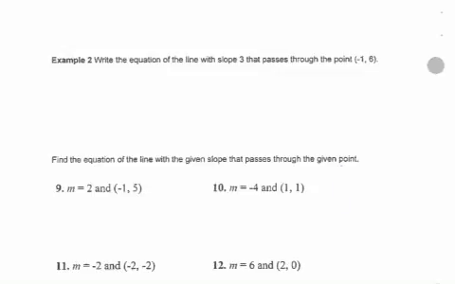Okay, so in this problem, we're going to write an equation of a line with a slope 3 that passes through the point negative 1, 6. So again, to write an equation of y equals mx plus b, you need two things. You need your m and you need your b. Well, in this case, they're giving us the m, which is 3. That is our slope. We need to find the b. What we're going to do is use this equation to write our equation using this point and this slope.